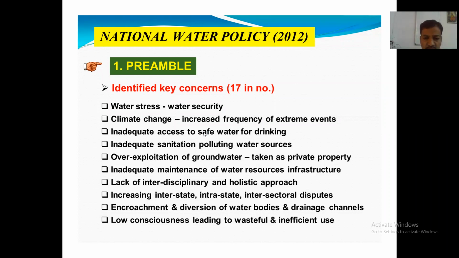Inadequate sanitation, polluting water resources, that are considered. Over exploitation of the groundwater, how it occurs. Inadequate maintenance of the water resources infrastructure, then lack of interdisciplinary and holistic approach.